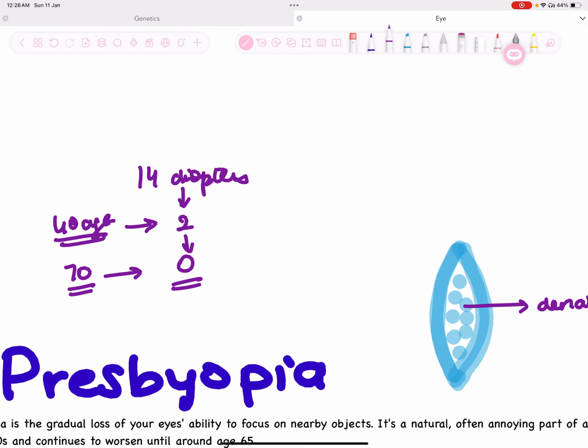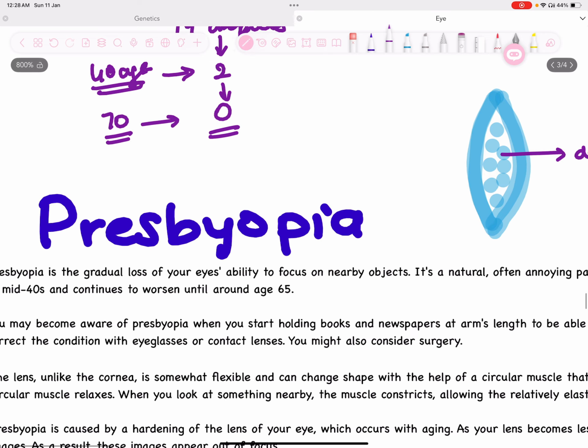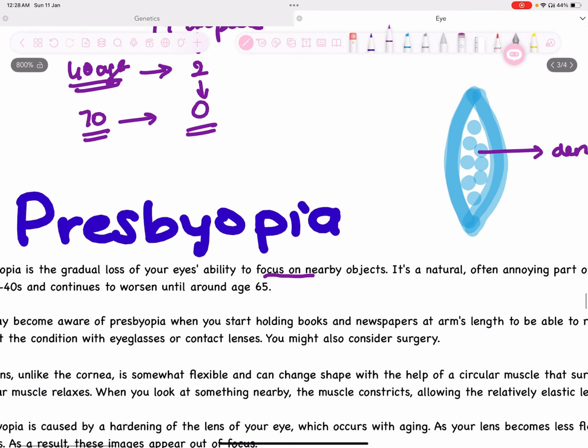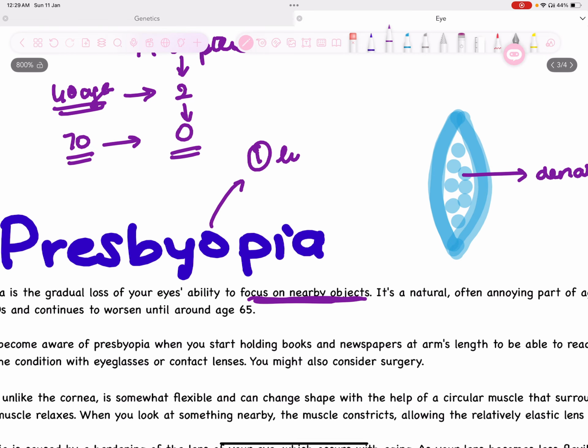As a person ages, the lens stop accommodating. So if a person is looking at a distant object and wants to shift and start looking at a closer object, let's suppose reading a book, he won't be able to do that. So accommodation is lost, and very importantly, he'll be unable to focus on nearby objects. Whenever you're mentioning presbyopia, the first thing you have to mention is the loss of accommodation, and the next thing is the inability to see or focus on nearby objects.